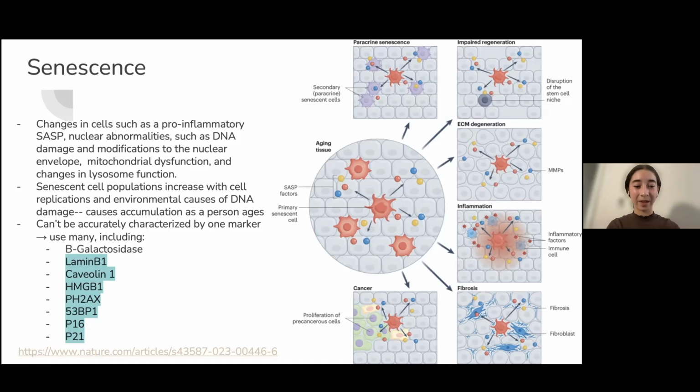And senescent cells cannot be accurately characterized by just one marker. So to study them, we have to use many, including beta-galactosidase, Lamin B1, Caveolin 1, HMGB1, pH2AX, 53BP1, P16, and P21. And the ones that are highlighted are the ones that we use in our study. The figure on the right shows some of the effects of the SASP, or senescent-associated secretory phenotype, on neighboring cells and highlights the need for spatial mapping of senescent cells and their biomarkers, especially over the course of a person's life. This is where my project comes in.